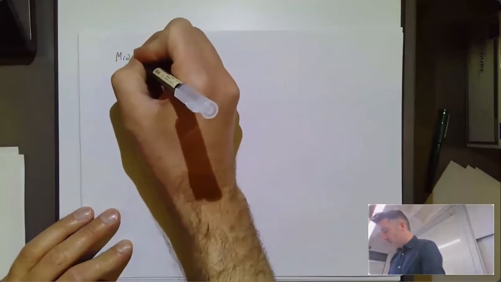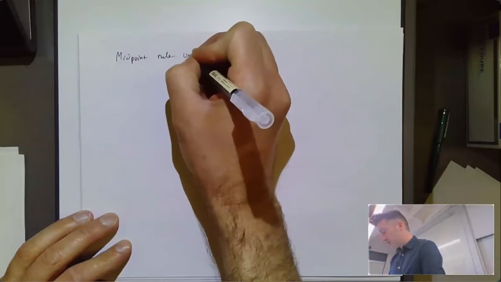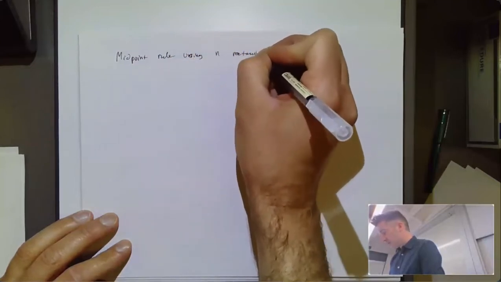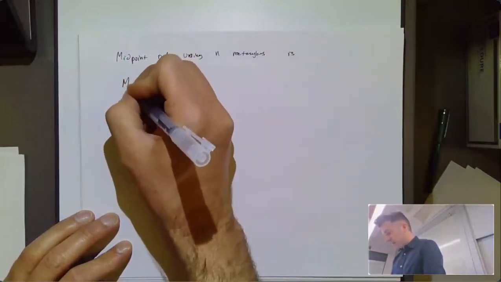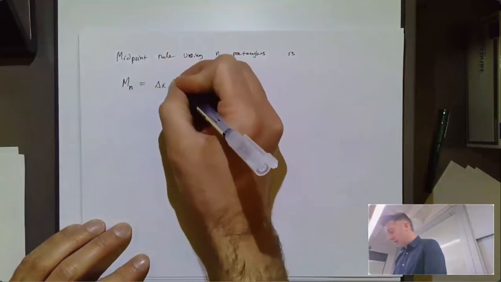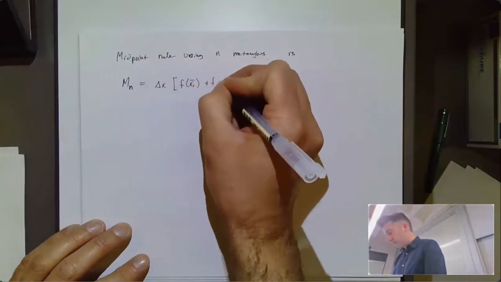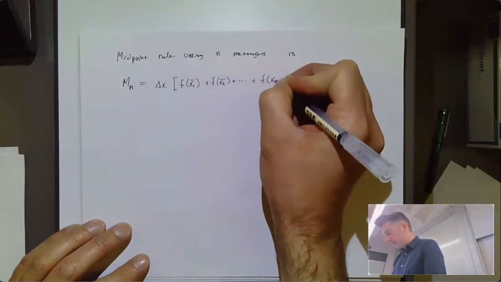using n rectangles is going to be, we usually write it as m sub n, and it's your delta x times f of the first midpoint plus f of the second midpoint, all the way to f of the last midpoint.